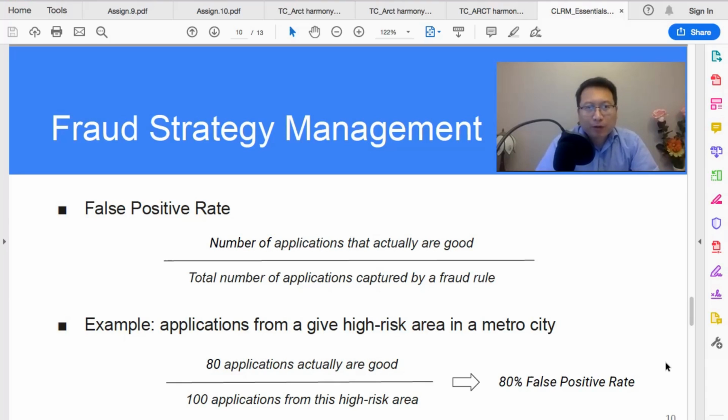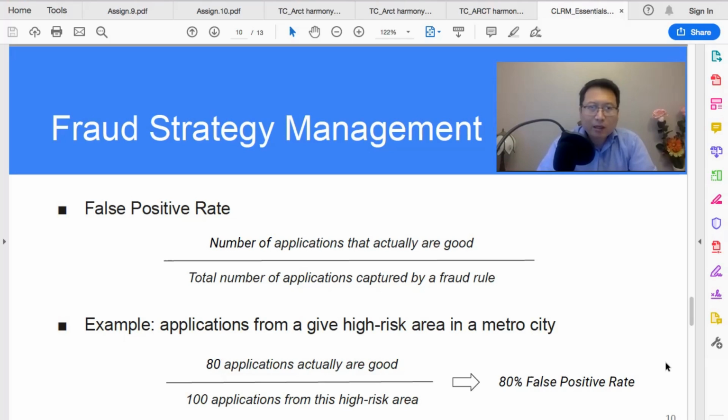Then let's look at fraud strategy management. We talk about some main tools, then how you use those tools to drive the approval, decline, or referral decisions. Usually it's data driven, right? So here, let's first look at a very important concept called the false positive rate.